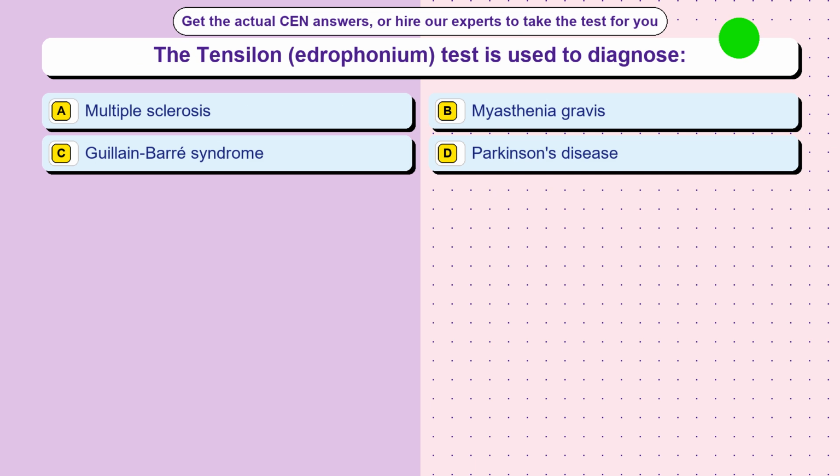Question 55. The Tensilon, edrophonium, test is used to diagnose Option A, multiple sclerosis. Option B, myasthenia gravis. Option C, Guillain-Barré syndrome. Option D, Parkinson's disease.